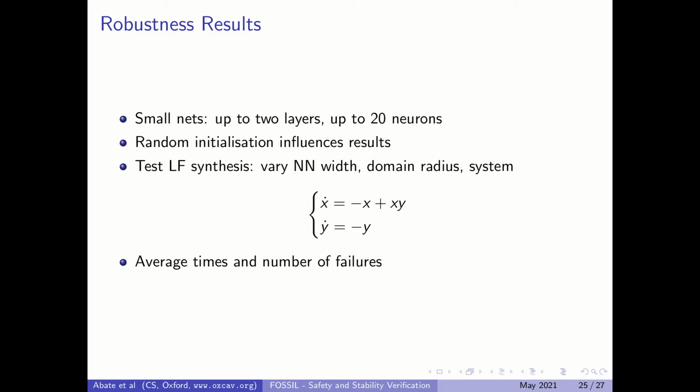To do this, we considered a basic Lyapunov synthesis problem, where we choose to vary the width of the neural network, a single layer neural network with varying numbers of neurons. We consider a different domain size, so a different hypersphere of different radii for a given dynamical system. And what we want to do is repeat the number of times we run the tool for each of these and record the average time and the number of failures.